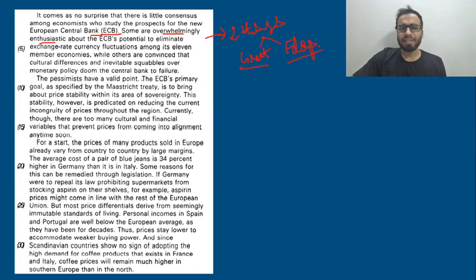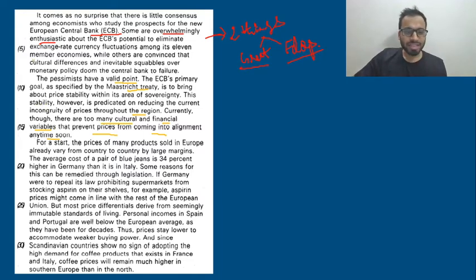The pessimists have a valid point. Okay, this is very important. Underline this. Pessimists have a valid point. The ECB's primary goal, as specified by the Maastricht Treaty, is to bring about price stability within its area of sovereignty. This stability, however, is predicated on reducing the current incongruity of prices throughout the region. Currently, though, there are too many cultural and financial variables that prevent prices from coming into alignment anytime soon.